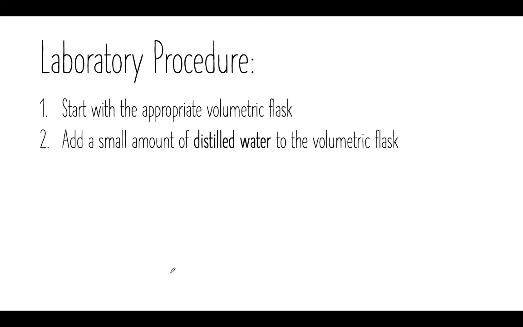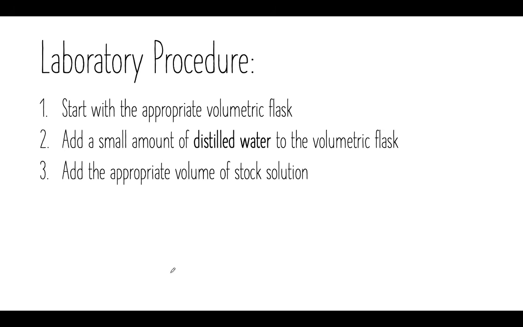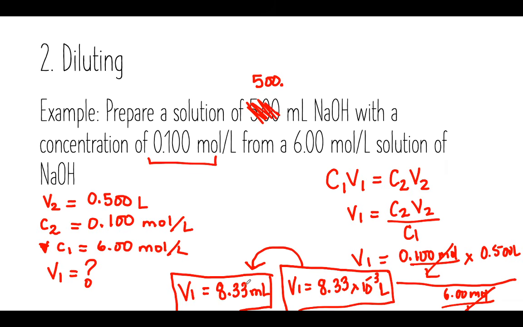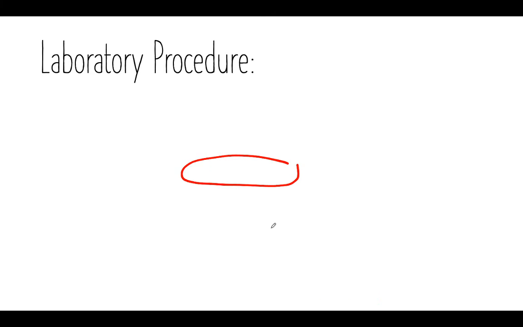And to that, again, just like we did in that previous procedure, you add a little bit of distilled water to the volumetric flask. And then instead of adding the appropriate amount of mass of the solid, we would add the appropriate volume of the stock solution. So this is what we measured out as 8.33 milliliters of this 6 molar solution.